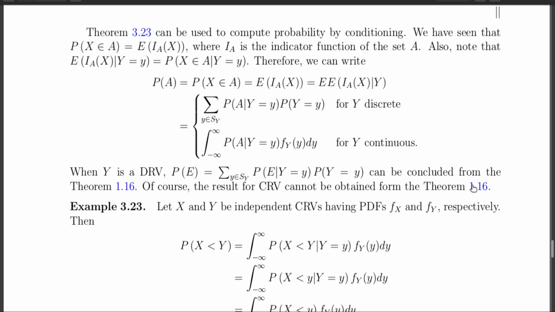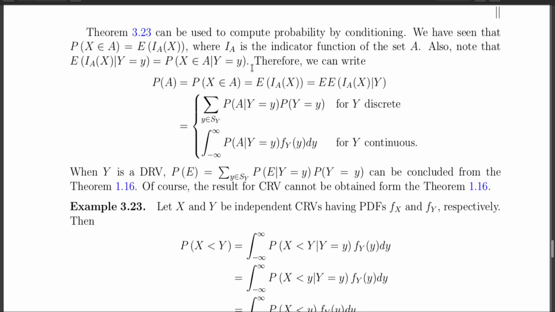What we are trying to do is find the probability that X belongs to A, and we are trying to find this using conditioning. How can I do that? Well, the probability that X belongs to A can be written as the expectation of the indicator random variable of the set A. We have seen that the expectation of I_A(X), where I is the indicator random variable, is nothing but the probability that X belongs to A.